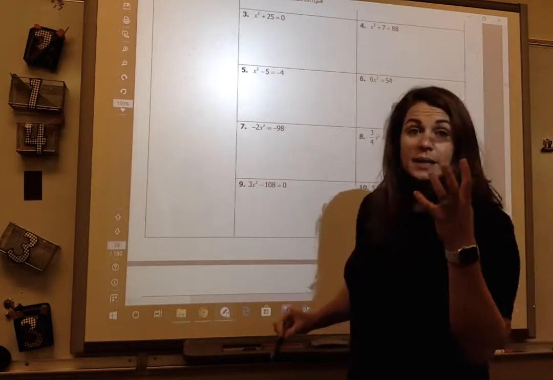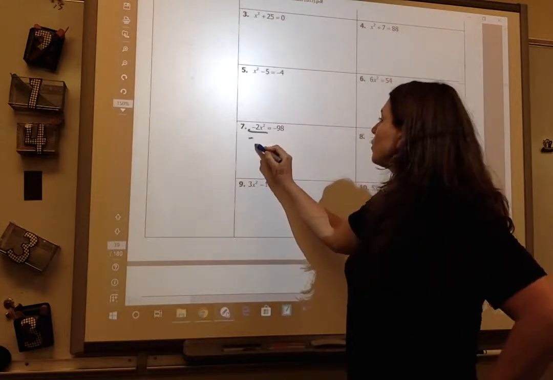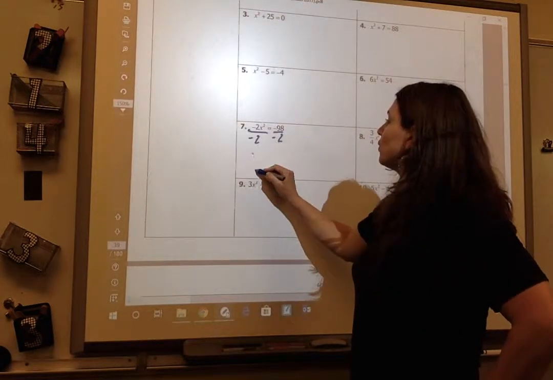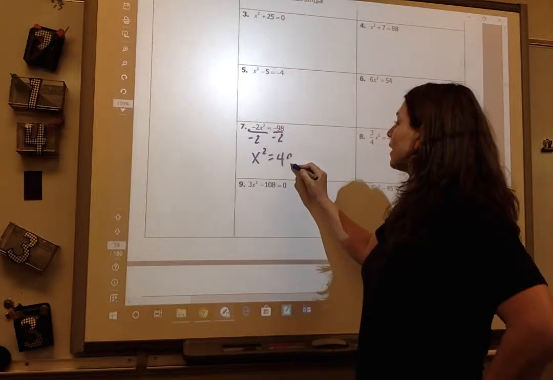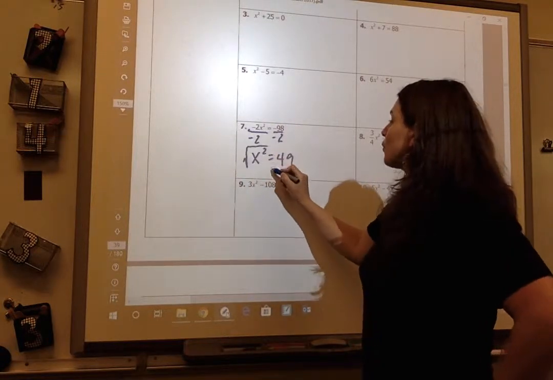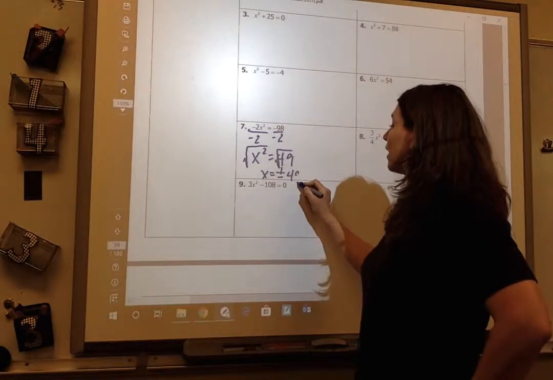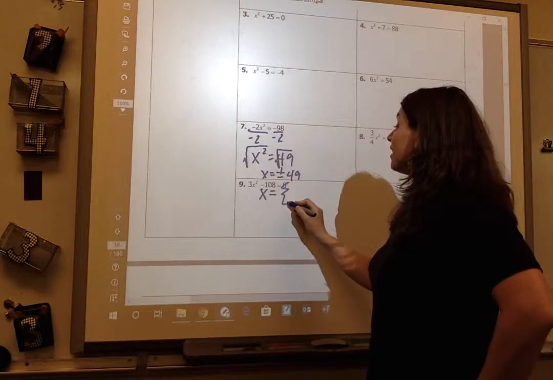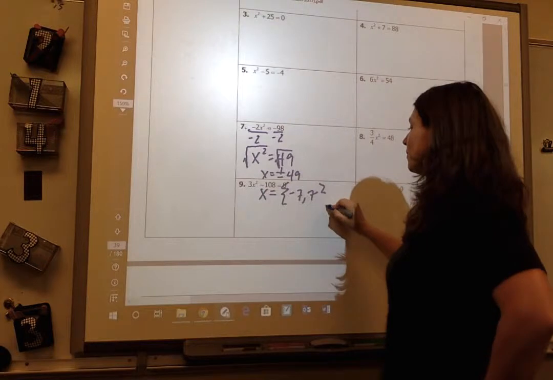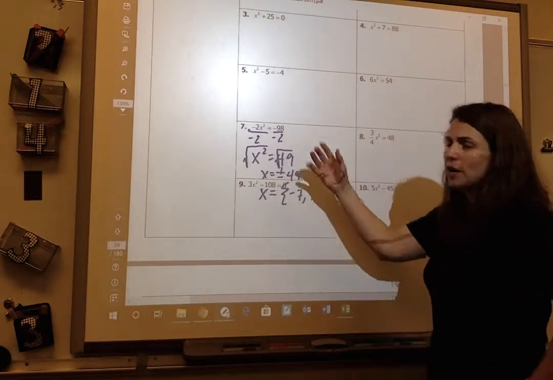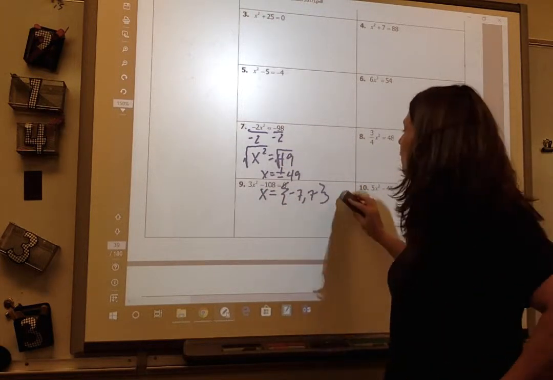So if I want to isolate my x squared, the first thing I'm going to do is divide both sides by negative 2, and I get x squared equals 49. Now, inverse operation is taking the square root, so x equals plus or minus the square root of 49, which is really negative 7 and positive 7. Okay? So I know I'm going through these pretty fast, but we're just solving equations at this point.